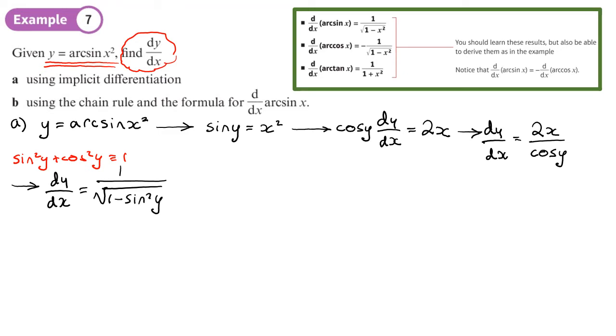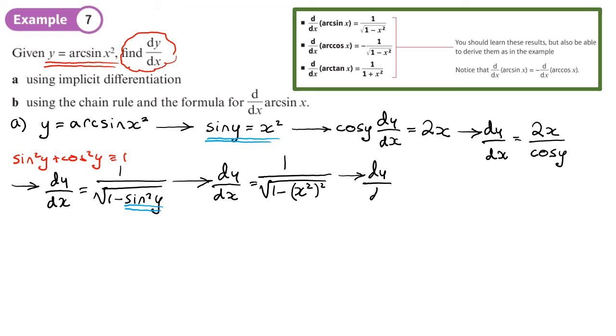Now we just do the substitution, because at the start here we had that sine y is x squared, so this sine squared will basically become x squared squared, so I'll write that down. So I'll have dy dx equals 1 over 1 minus x squared, which is sine y, but then squared, because it's sine y all squared. So I'd finish off with dy dx is equal to 1 over square root of 1 minus x to the power 4.